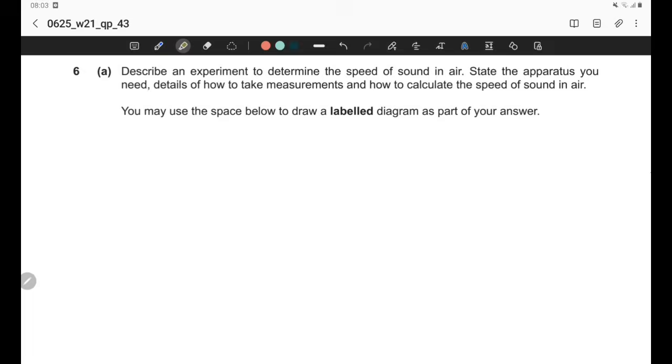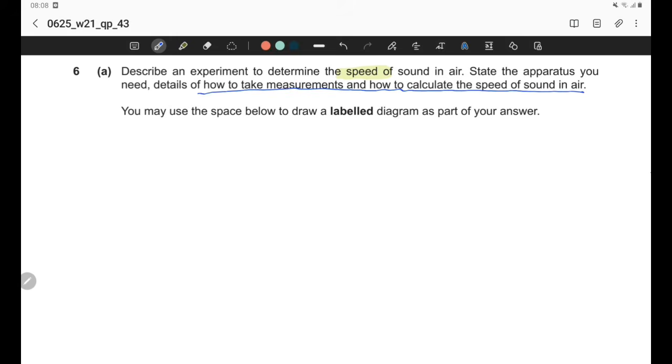Question 6 part A. Describe an experiment to determine the speed of sound in air. State the apparatus you need, details of how to take measurements and how to calculate the speed of sound in air. You may use the space below to draw a labeled diagram as a part of your answer. So basically we have to describe an experiment where we should show how to take the measurement and how to calculate the speed of sound in air.